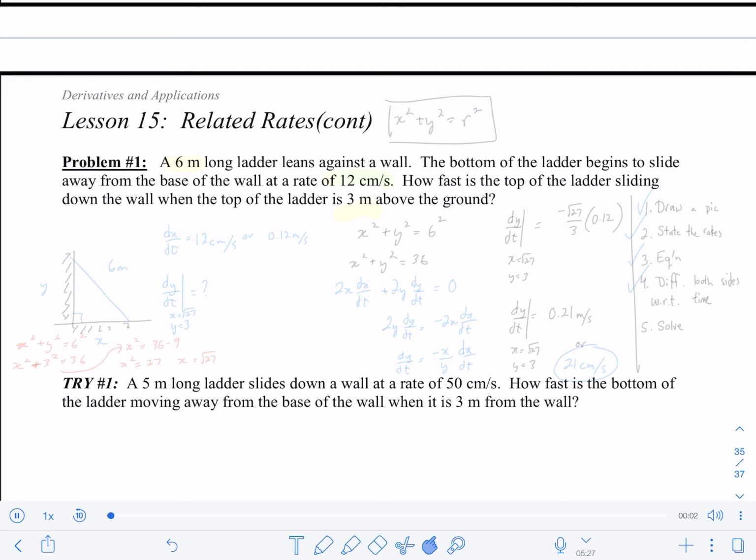Hello and welcome back. We're going to work on some more related rates problems. These problems could be referred to as Pythagorean problems. So just right up here, I'm going to write x squared plus y squared equals r squared. We'll see why.